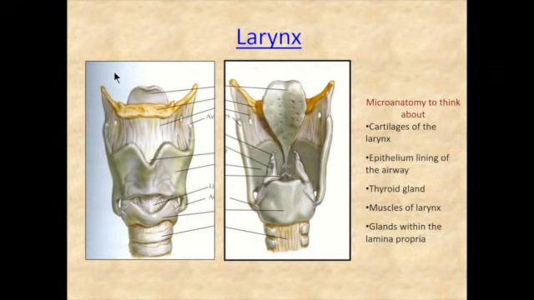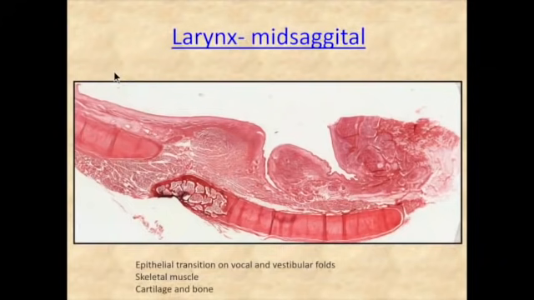Also, just anterior to the muscles and cartilages of the larynx, that's where the thyroid gland is going to sit. And it has a lot of glands that you couldn't see before in the lamina propria, but you're going to see now. If it's cut mid-sagittally, it definitely looks different because this is cut in half, and so you're looking at this is superior, this is inferior.